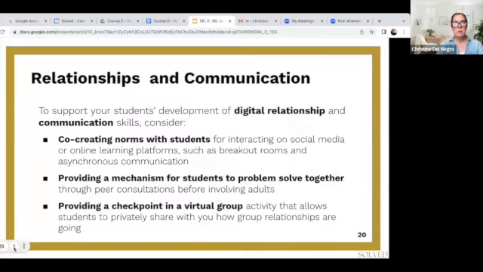Okay, relationships and communication. Co-creating norms with students for interacting on social media, providing a mechanism for students to problem solve together, providing a checkpoint in a virtual group so that students can share with you how it's going. Do they need some help?